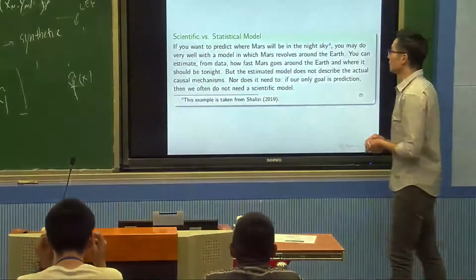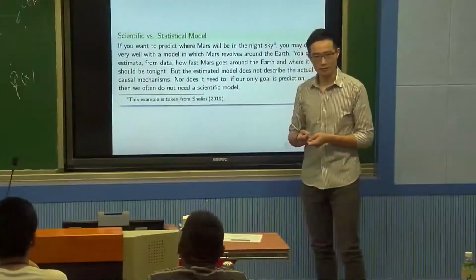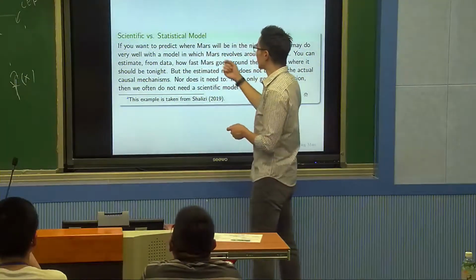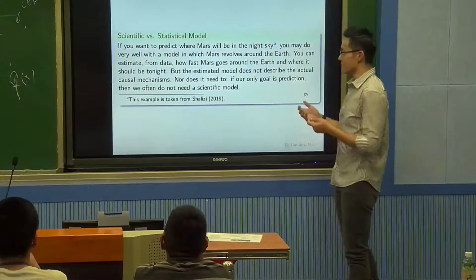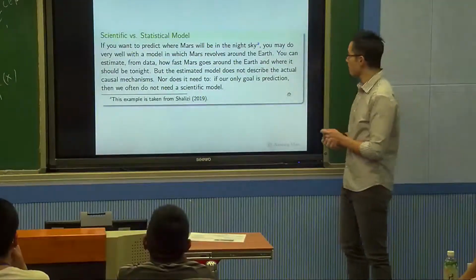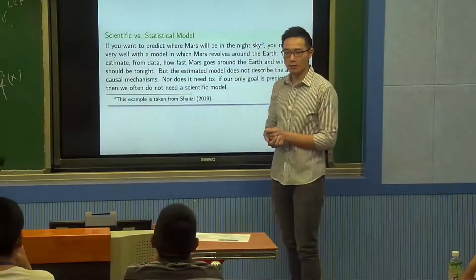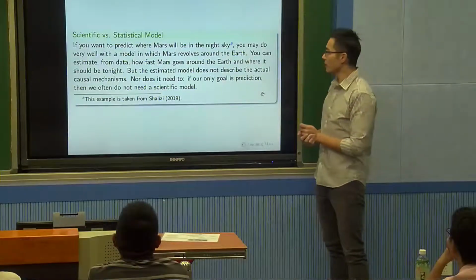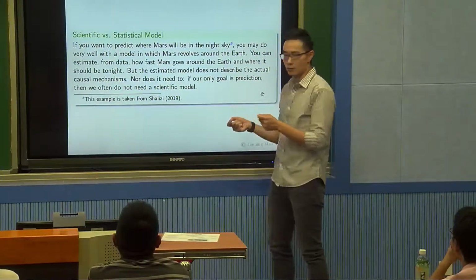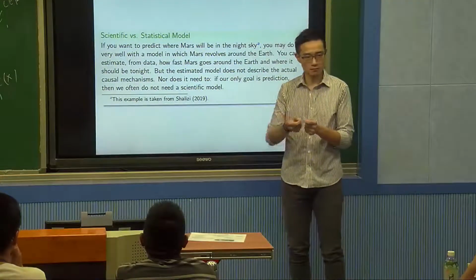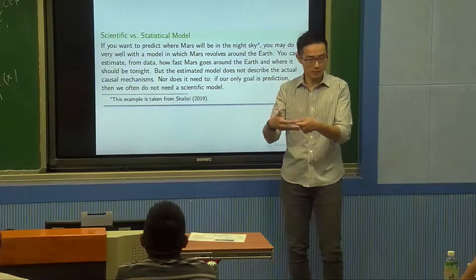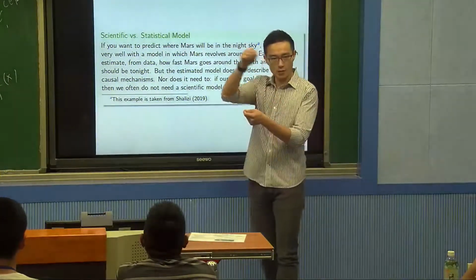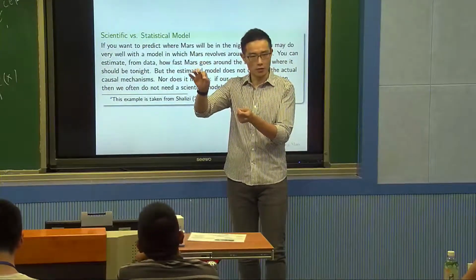Here's a simple example of scientific versus statistical model, or you can think of it as scientific model versus discriminative statistical models. Suppose we want to predict where Mars will be in the night sky. I just want to predict the location of Mars. Well, I can do this with a statistical model. I don't have to have a scientific model. I can have a simple model where, for example, I assume that Earth is the center and Mars revolves around the Earth, and I can use it to predict the location of Mars in the night sky.